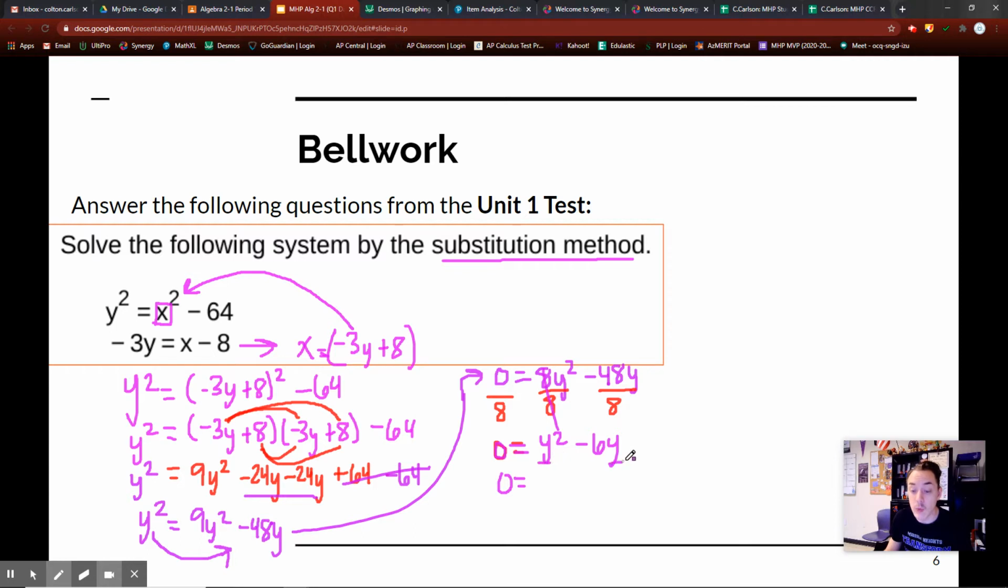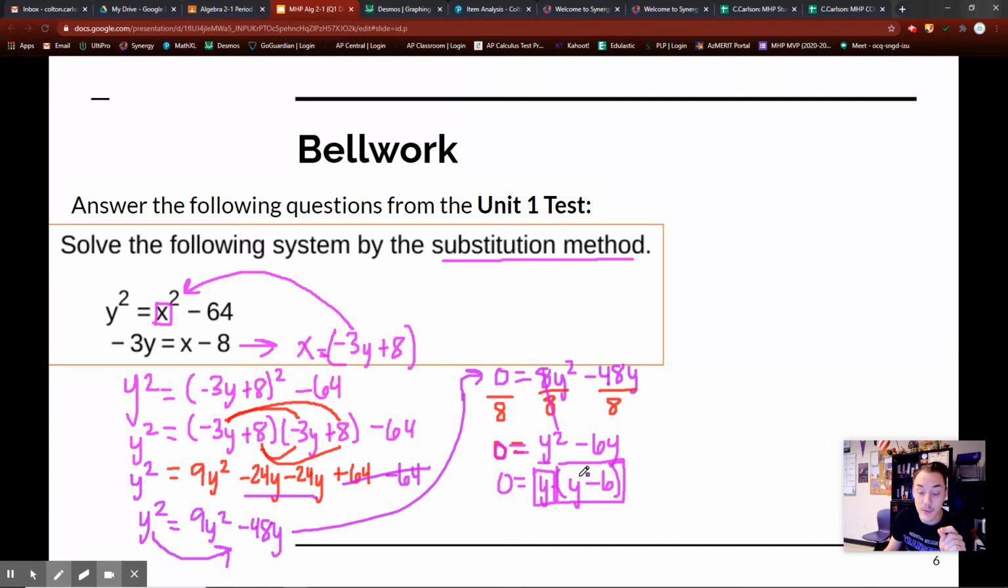I see that I have a y in both terms, so I'm actually going to factor out a y. So this is y minus 6. And now, since we follow our Algebra 1 skills, any product I set equal to 0. This right here is a product. This right here is a product.